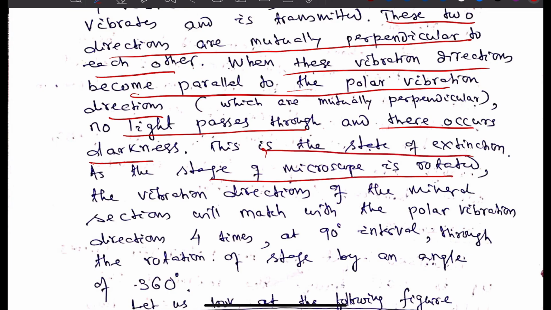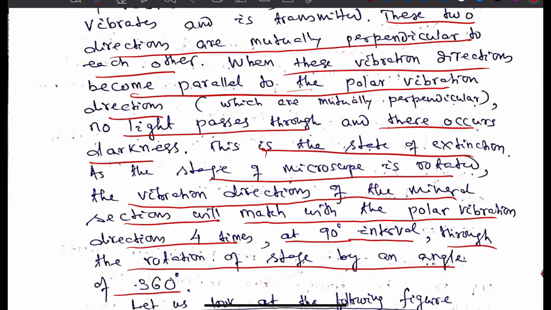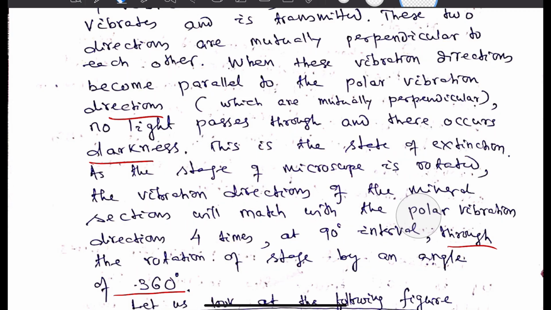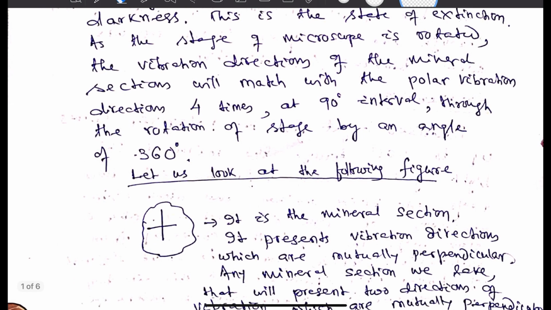As the microscope stage is rotated, the vibration direction of the mineral section will match with the polar vibration direction 4 times at 90 degree intervals through the rotation of the stage by an angle of 360 degrees. That's why it is said that a mineral section will exhibit the extinction position 4 times as you rotate the stage of the microscope through an angle of 360 degrees. Let us look at the following figure.